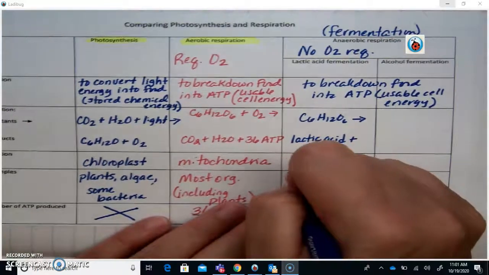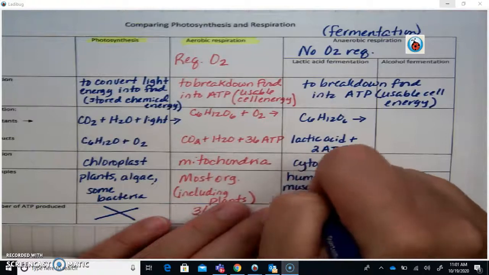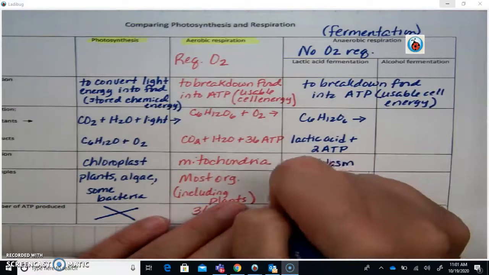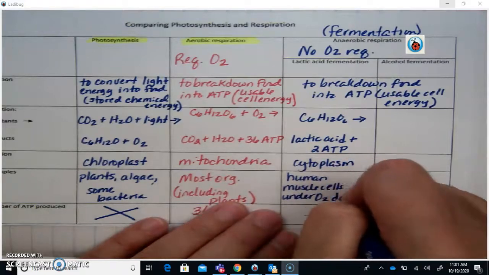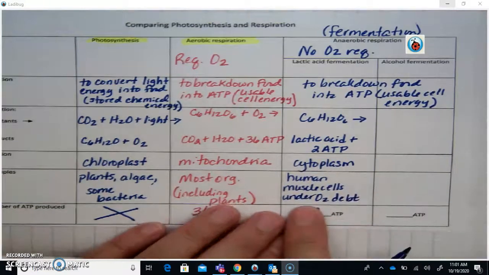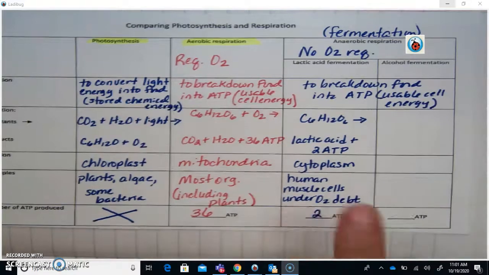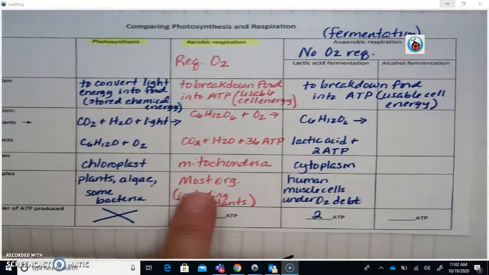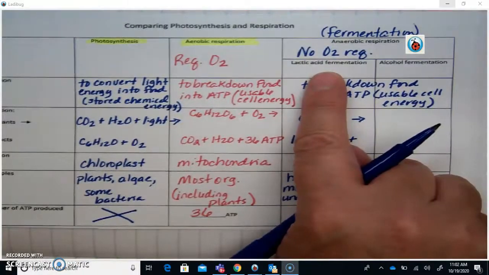So human muscle cells under oxygen debt. Okay. Again, when you're exercising a lot, sometimes your muscle cells have run out of oxygen, but they still need ATP. You're still exercising. So they'll switch from aerobic respiration to anaerobic respiration, specifically lactic acid fermentation.